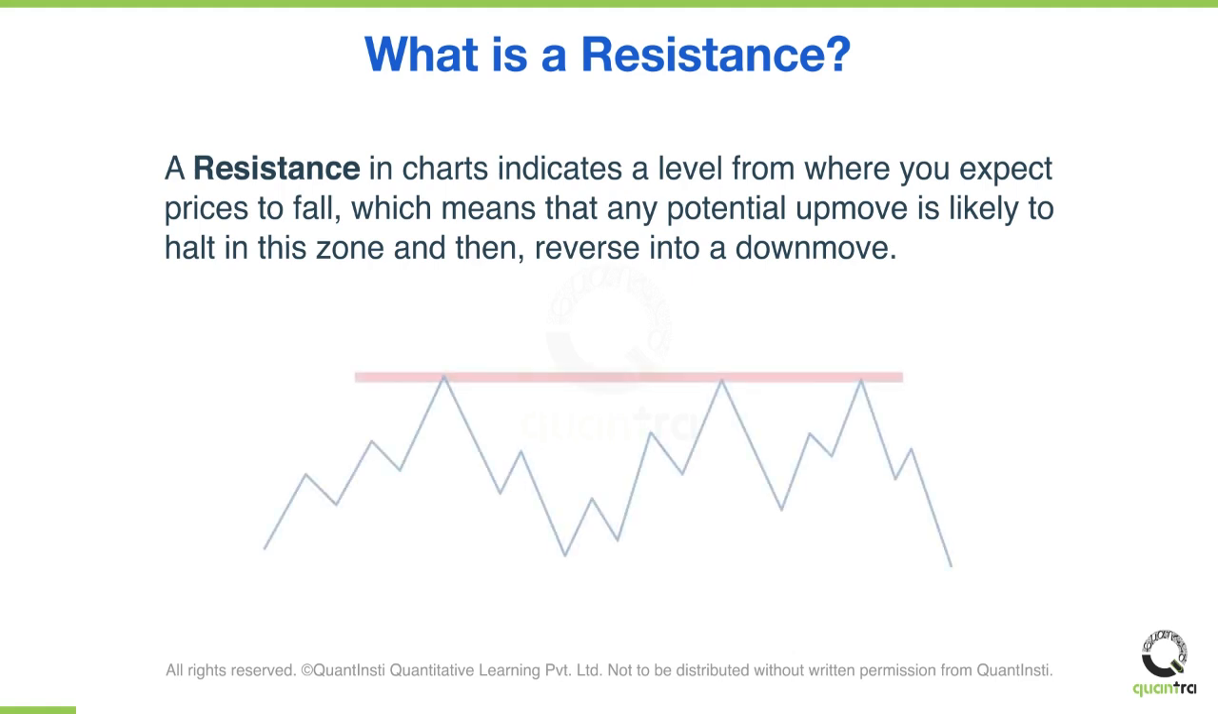Here is an example of what a resistance level may look like. As you can see, prices in an up move will enter a resistance level and eventually reverse into a down move. Now that you have some understanding of the concept of support and resistance, let us move on to TradingView, where we will try to identify these levels in real charts.